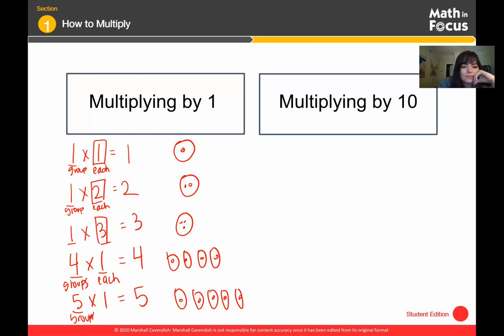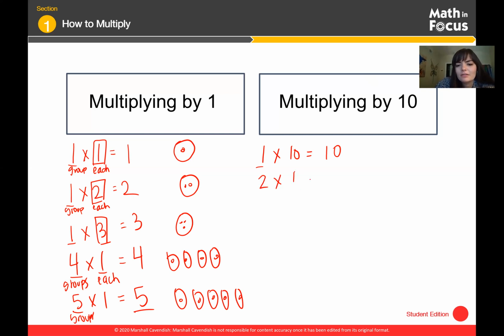Okay? If you multiply anything by 1, it's just going to be the other number. No matter which way you multiply it, if you do the groups or in each, doesn't matter. 1 times whatever is going to be that same number. So now what about multiplying by 10? Multiplying by 10. I have 1 times 10. Once again, for 1 times 10, you're multiplying by 1, so it's just 10.